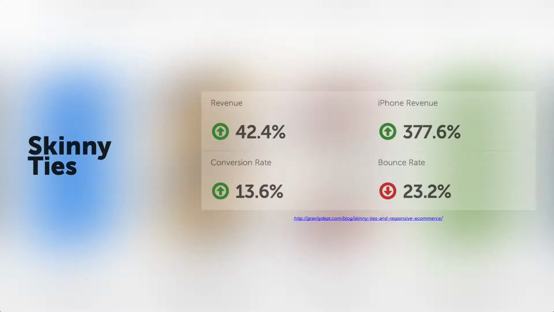The next one we're going to look at is Skinny Ties, who's a little bit smaller than O'Neill, but as you can see, their revenue went up, their iPhone revenue went up, their conversion rate went up, and their bounce rate went down. And the bounce rate is actually very important because the longer users stay on a site, the more likely they are to convert. So that's the e-commerce side of things. Those are the two biggest examples that we have right now. There are a couple others out there and more being posted all the time.